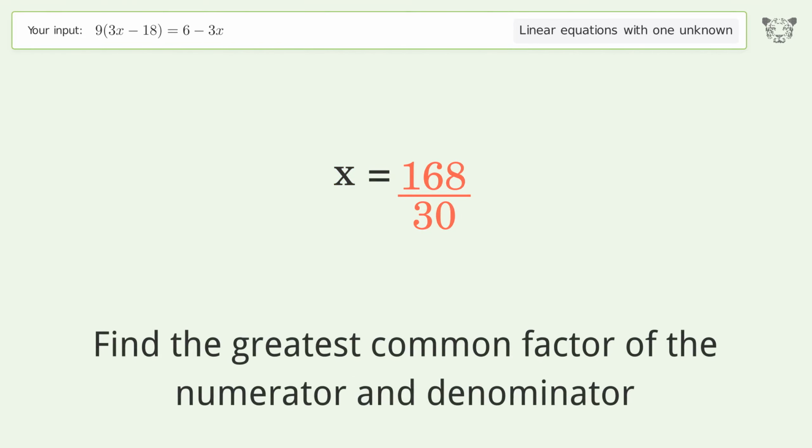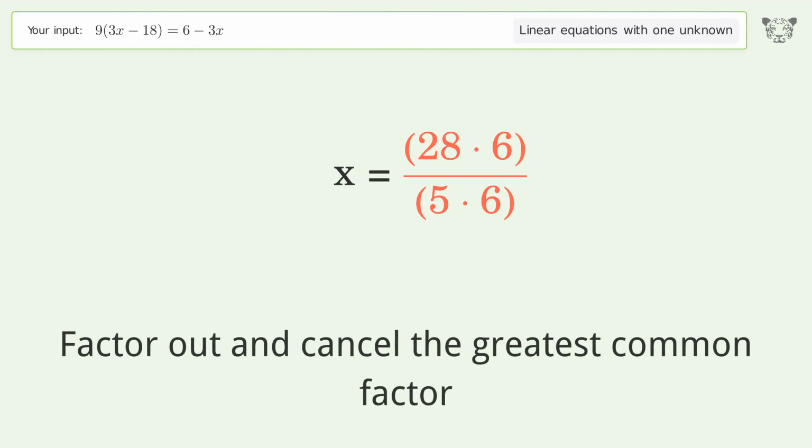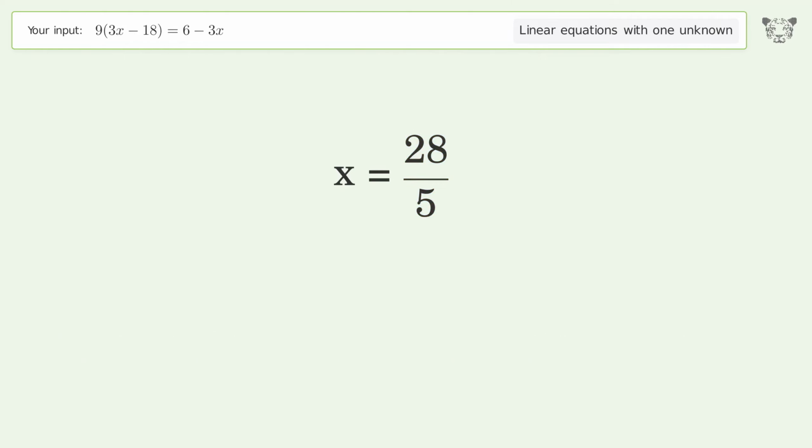Find the greatest common factor of the numerator and denominator. Factor out and cancel the greatest common factor. And so the final result is x equals 28/5.